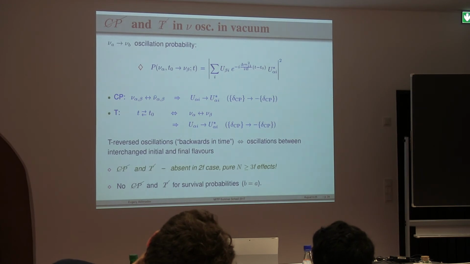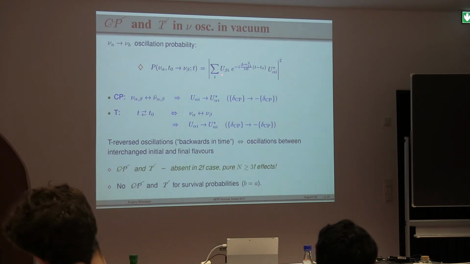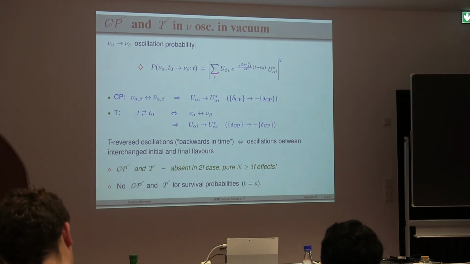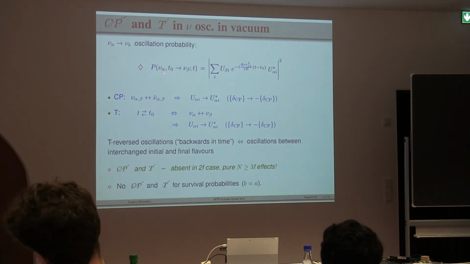As I discussed before, we can use the Schrödinger-like equation for neutrino evolution in vacuum. And instead of considering neutrino evolution in space and time, we can consider only space or only time, which I'm doing here, because there's a one-to-one correspondence for point-like neutrinos between the distance propagated by neutrinos and the time of their propagation. Okay? And then the oscillation probability is described by the formula which I discussed many times already. Neutrino of flavor alpha, produced at time T0, goes into nu beta at time t, and the probability of this transition is given by this expression.